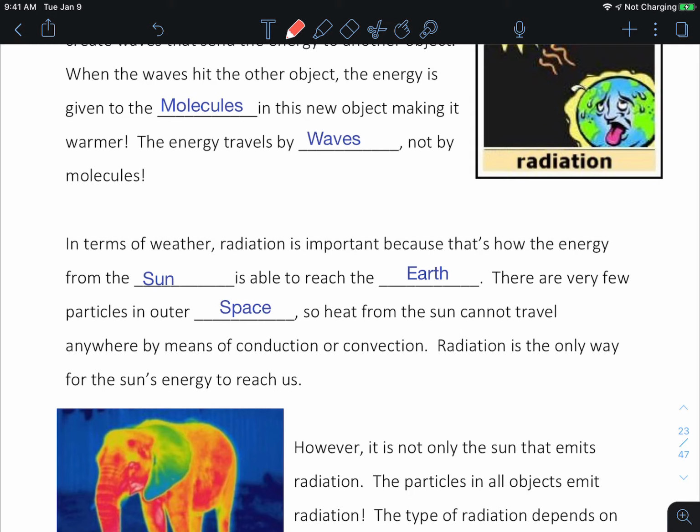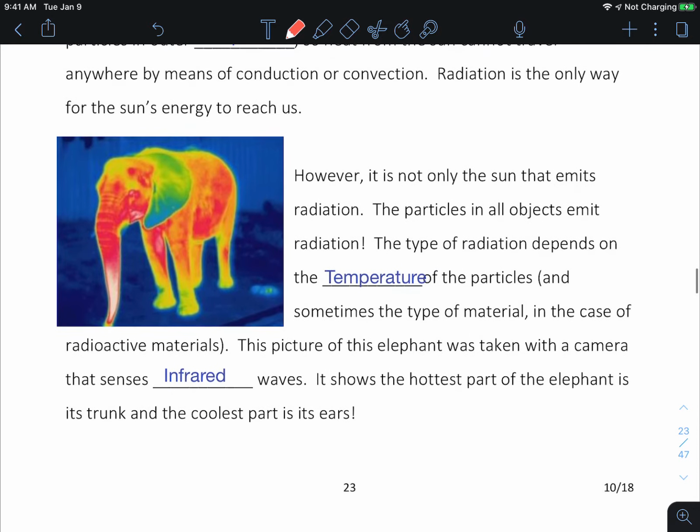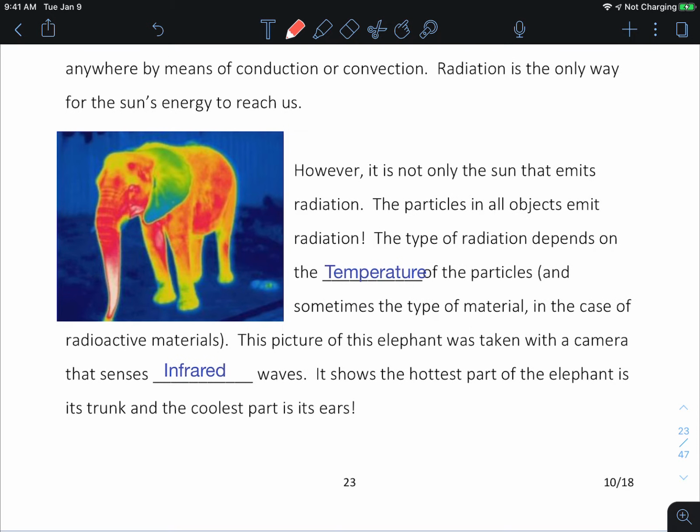Those processes, where there are these sort of nuclear explosions essentially happening inside the sun, create radiation waves that can then travel through space and hit the planet. However, it is not only the sun that emits radiation. Particles in all objects can emit radiation. The type of radiation depends on the temperature of the particles.